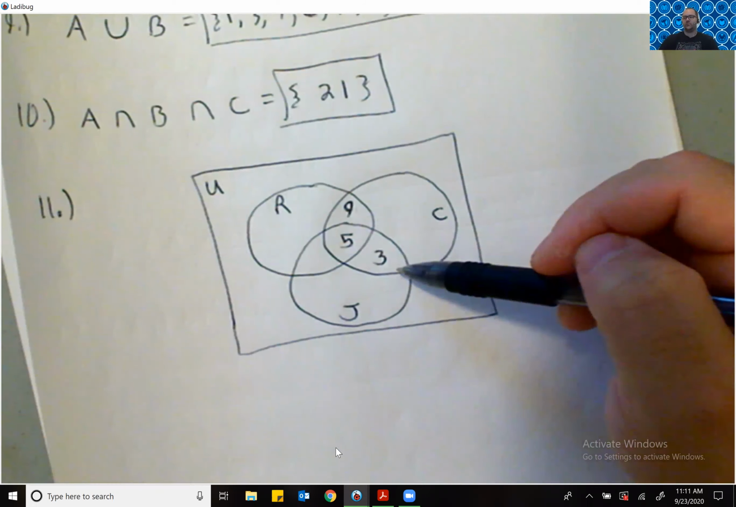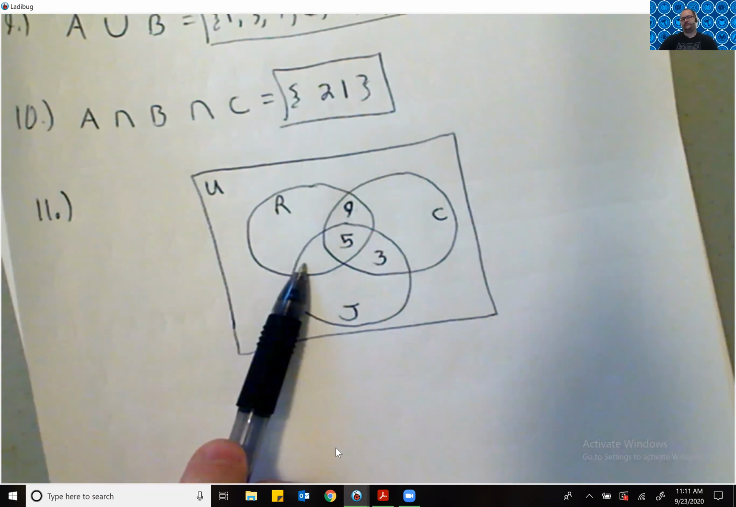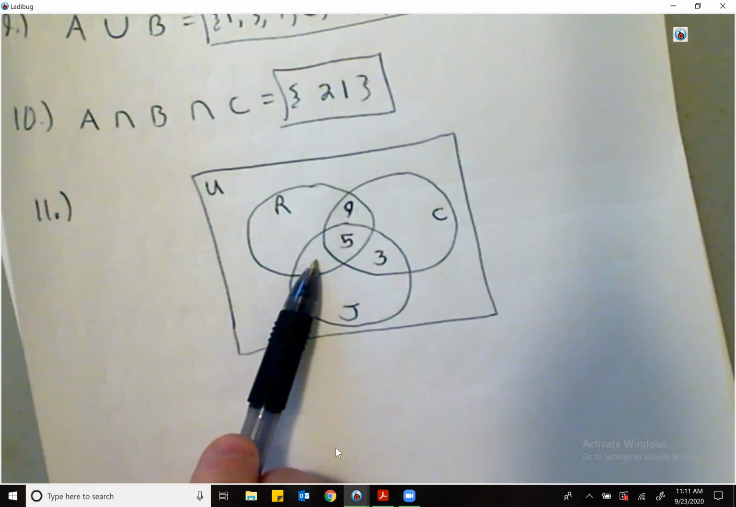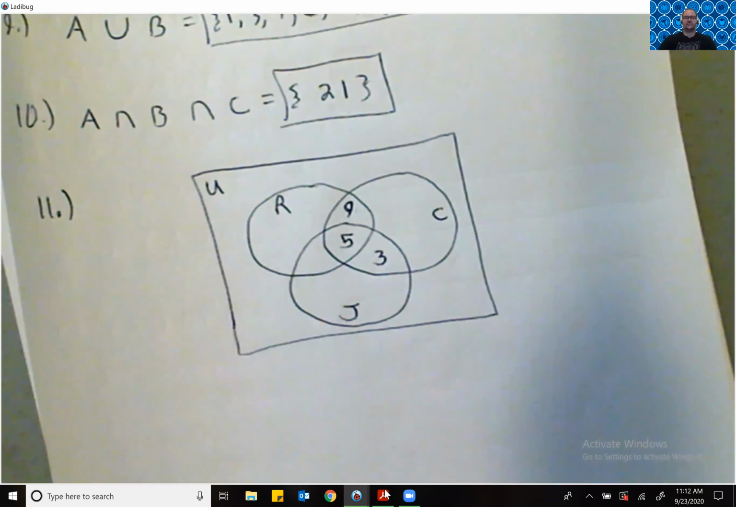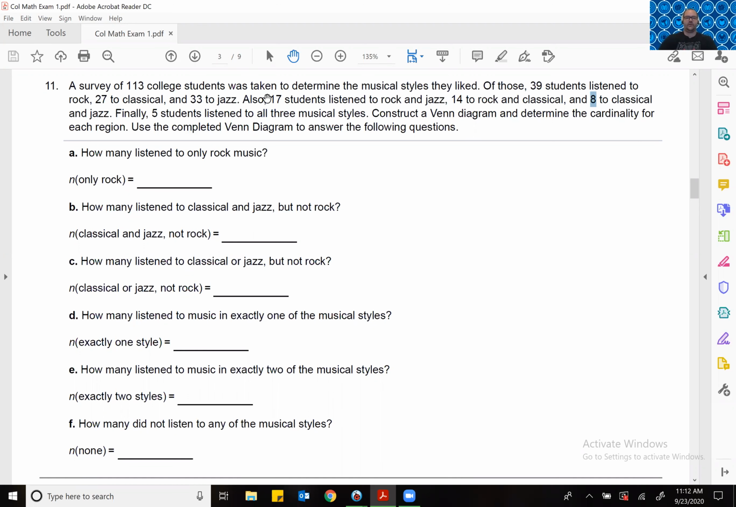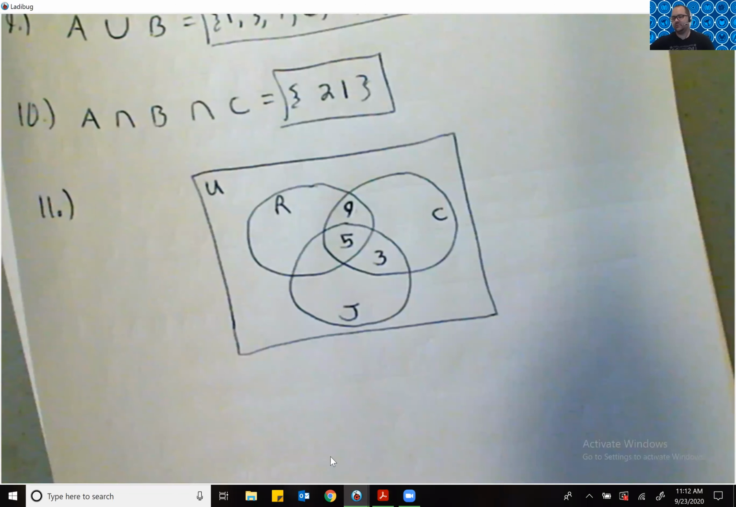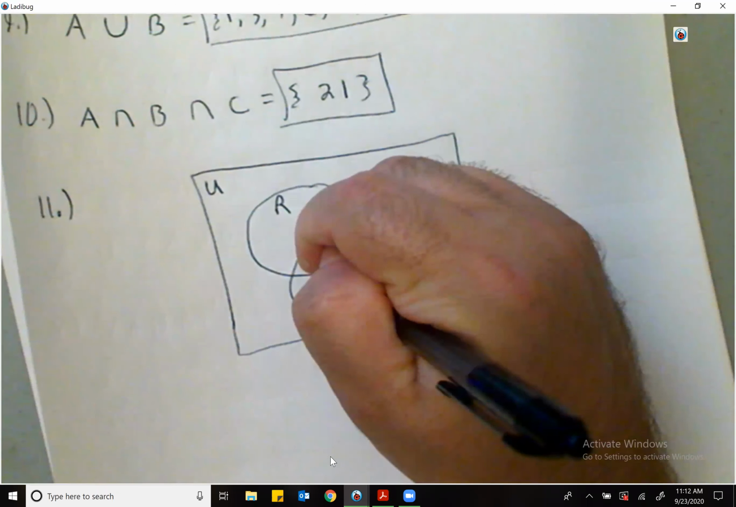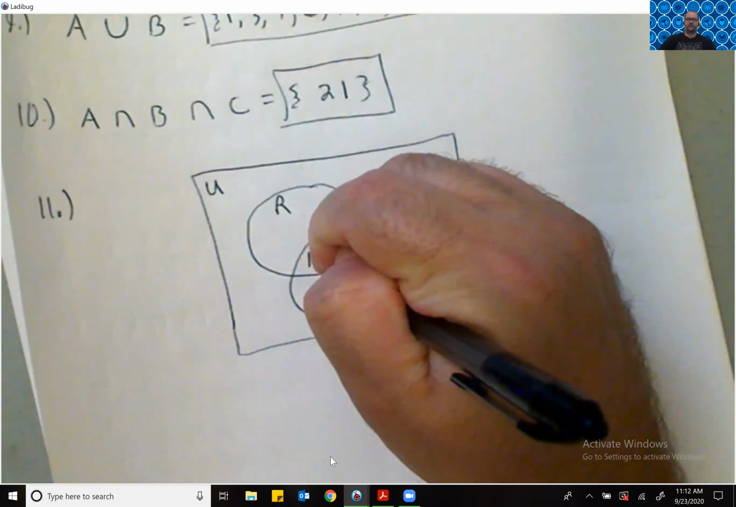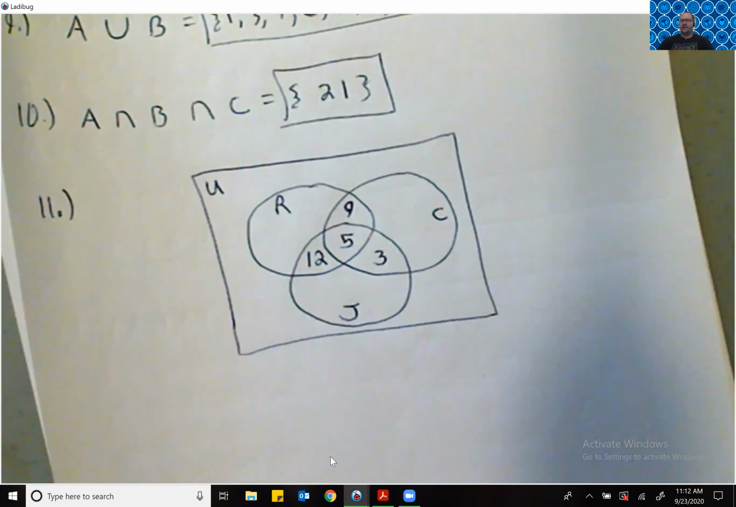What students are we concerned with here? The students that listen to rock and jazz. Rock and jazz. So that's 17 students. Okay. So 17 minus 5 gives us 12. And now we continue working our way out.